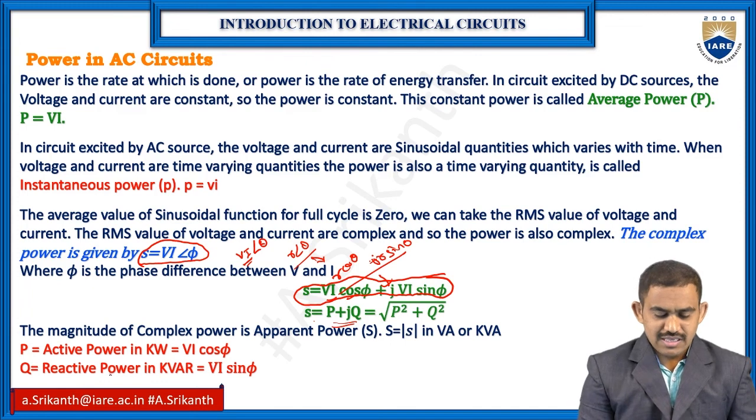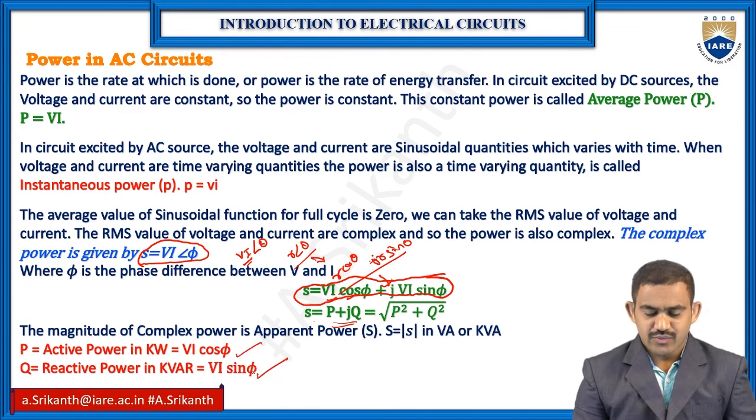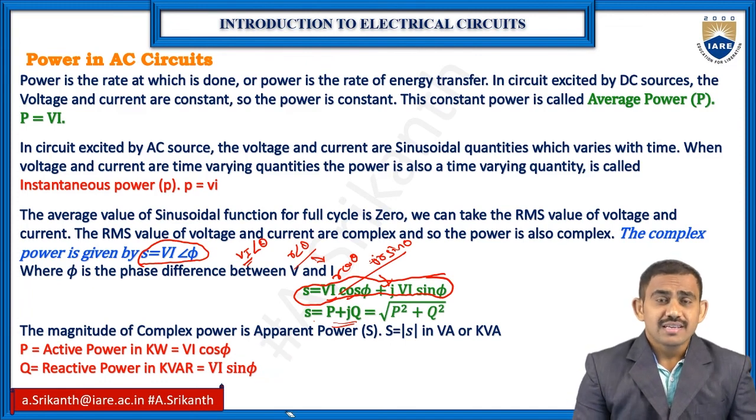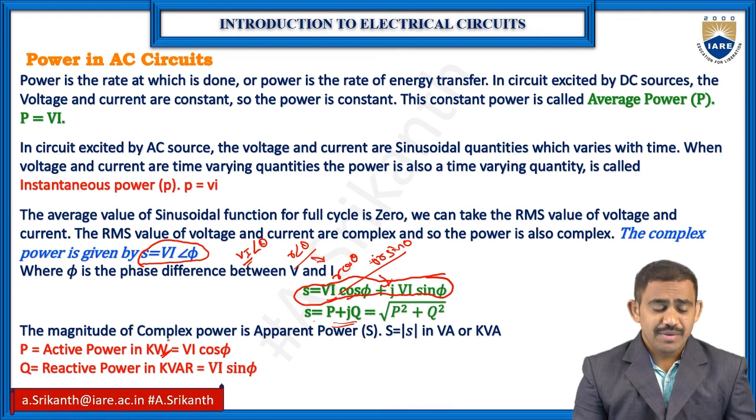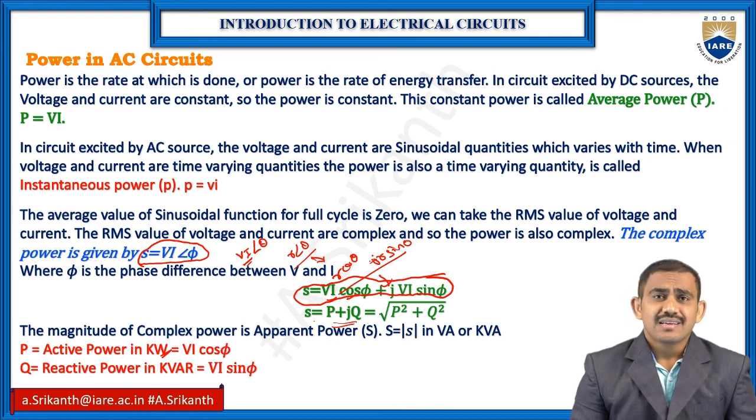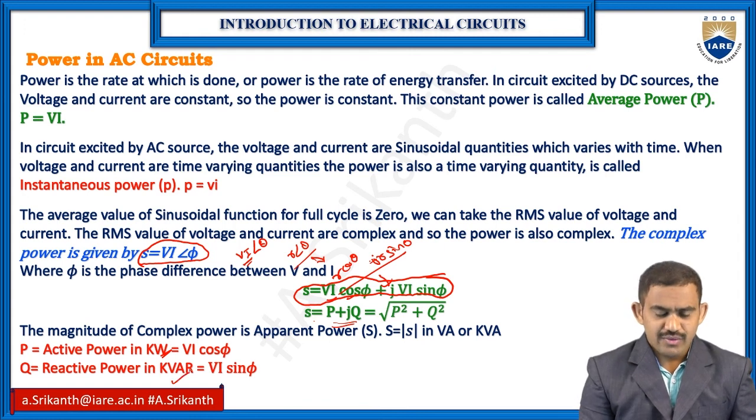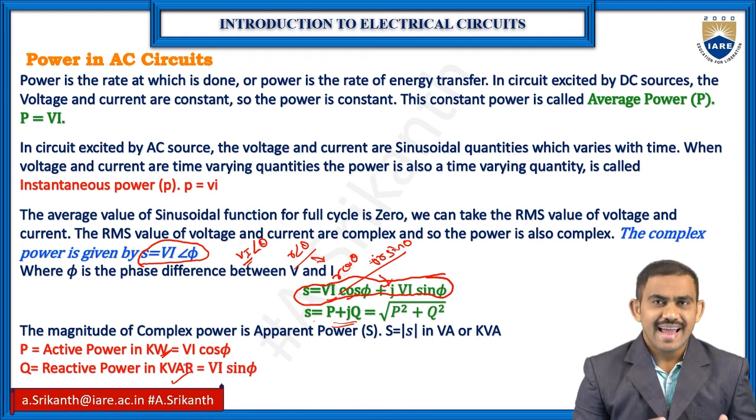You can see here the active power and reactive power formulas. Coming to units, the active power unit is watts, W, and kilo means kilowatts. The reactive power unit is volt-ampere reactive, and kilo means kilovolt-ampere reactive. Active power is VI cos phi, reactive power is VI sin phi.